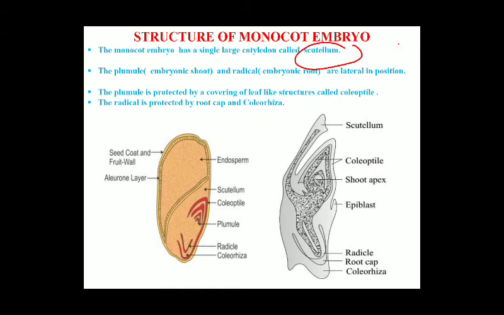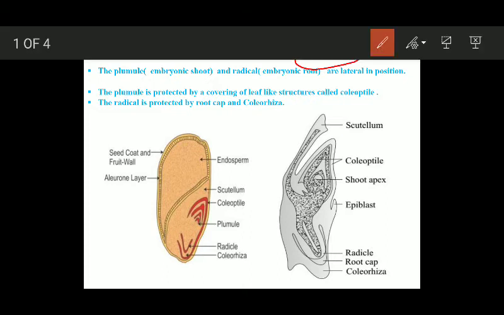The plumule or embryonic shoot and the radicle or embryonic root, in the case of monocots, are placed laterally. Here you can see this is the plumule and this is the radicle. They are placed laterally and the cotyledon, the scutellum, is upright. The rapid growth of the cotyledon has pushed the plumule to a lateral side.